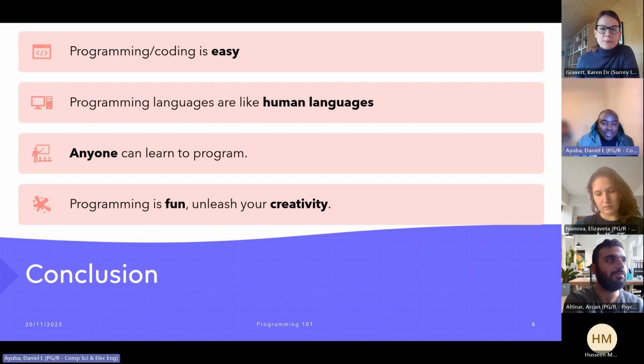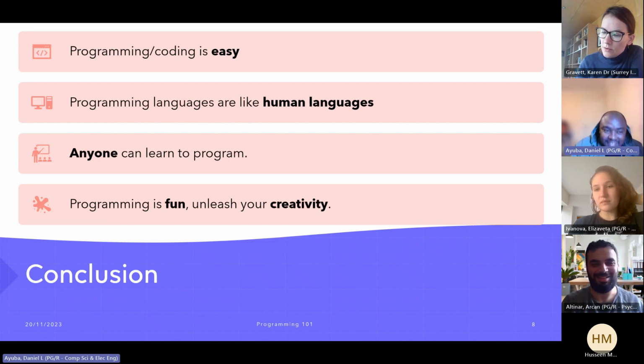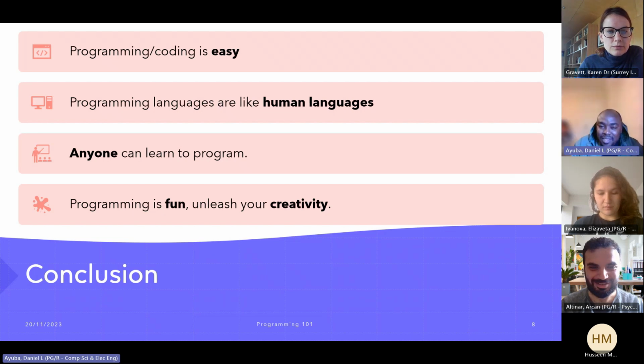I'd like to conclude this session by telling you all that programming or coding is actually very easy. And remember, I mentioned programming languages are like human languages. You can think of them like the languages we speak: English, Spanish, French, to communicate with one another, the same way we use programming languages to communicate between programmers and computers. Anyone, including yourself, can actually learn to program. I tell you, programming is fun, and now it's time for you to begin to unleash your creativity.